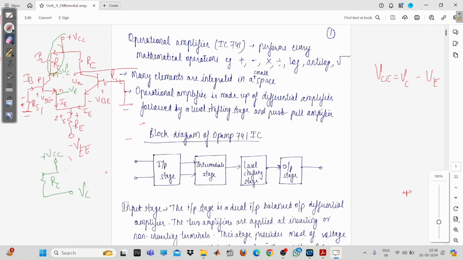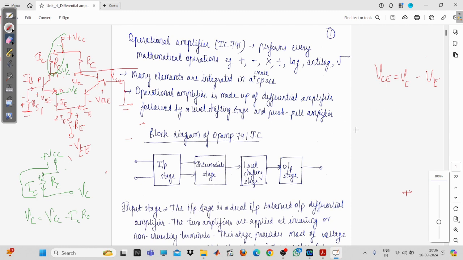Here the current IC is flowing, so you apply KVL up to this point only. Normally VC will be equal to VCC minus IC into RC. You can see the plus point is here and the minus point is here, so the minus point is coming down to VC. Fine. Now, how to calculate VE?